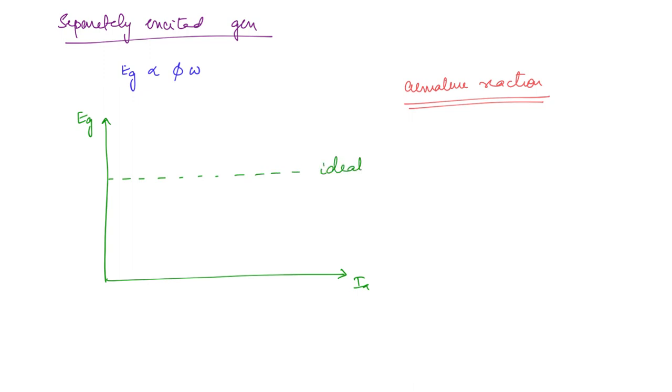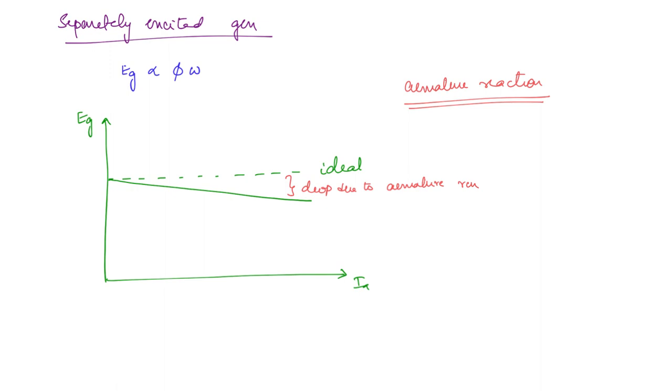But in actuality, because of the armature reaction, there is going to be a slight droop as the current increases, okay? So this is the drop due to armature reaction. If it is given that there is no armature reaction, or the armature reaction is ignored as negligible, then this is simply going to be the internal characteristic.